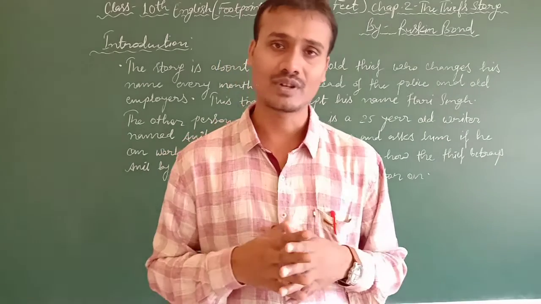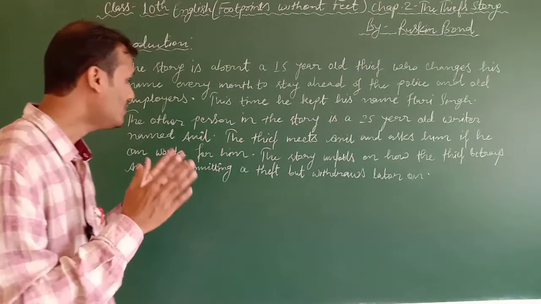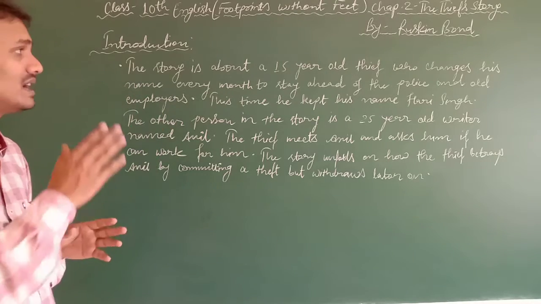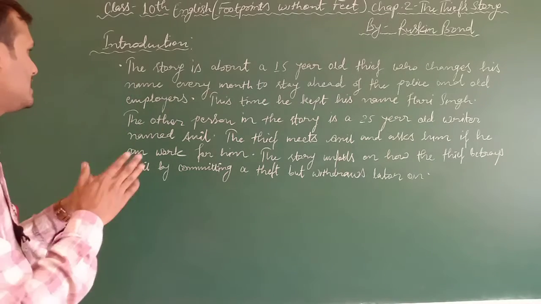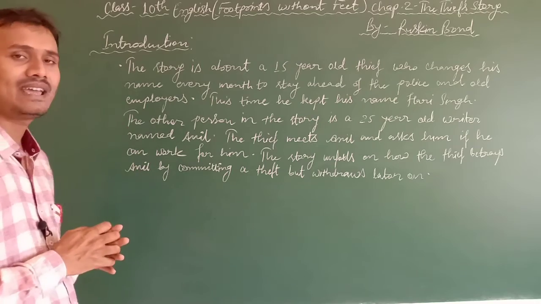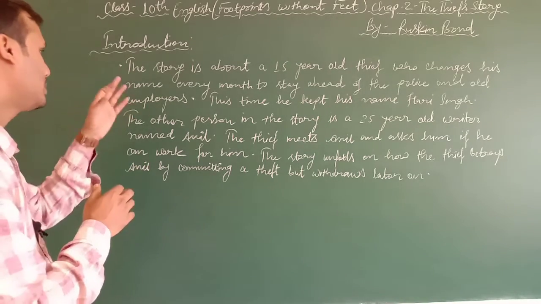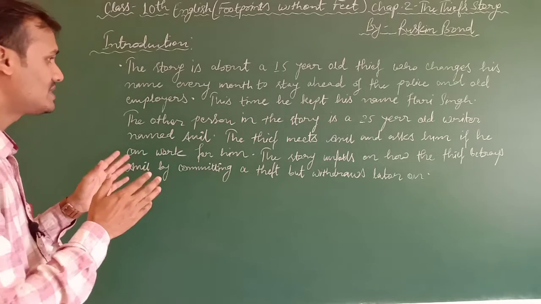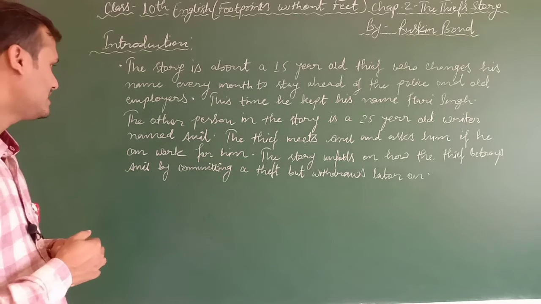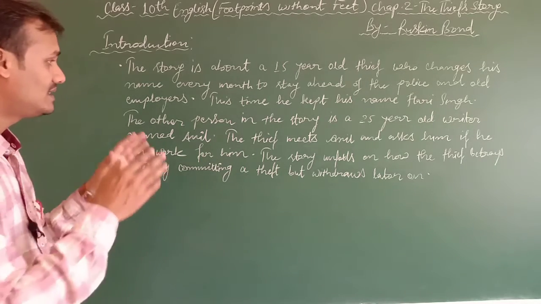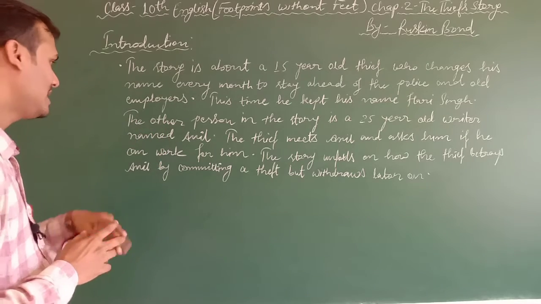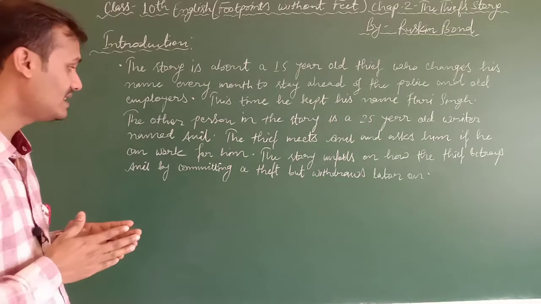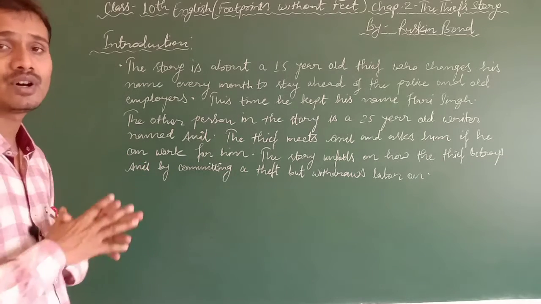Now let's go through the introduction part of this story. This story is all about a 15-year-old thief who changes his name every month to stay ahead of the police and old employers. This time he kept his name Hari Singh. The other person in the story is a 25-year-old writer named Anil. The thief meets Anil and asks him if he can work for him. The story unfolds on how the thief betrays Anil by committing a theft but withdraws later on.